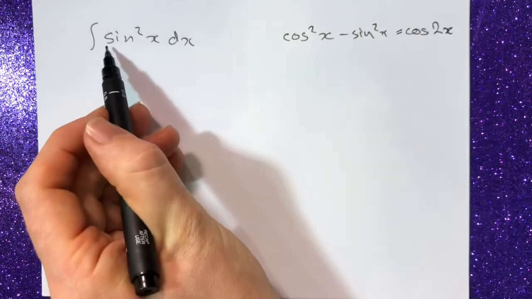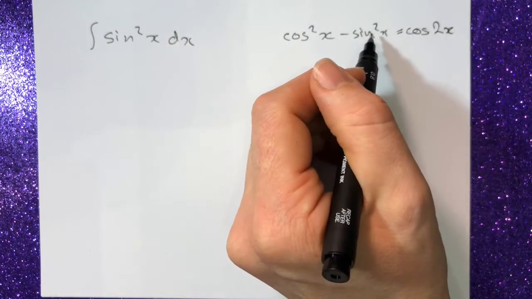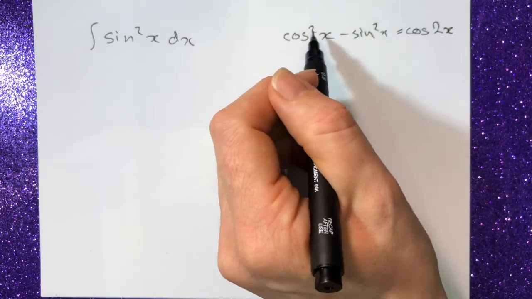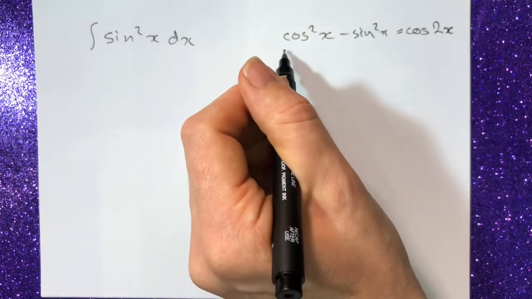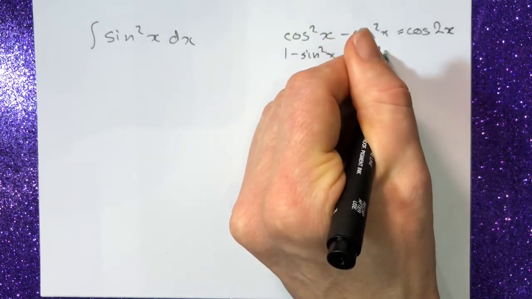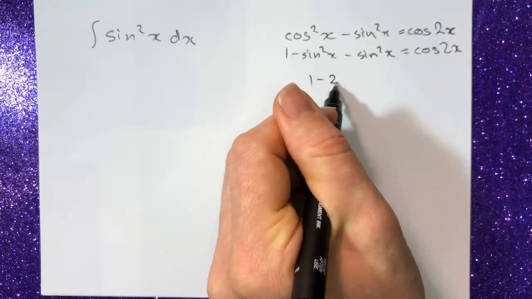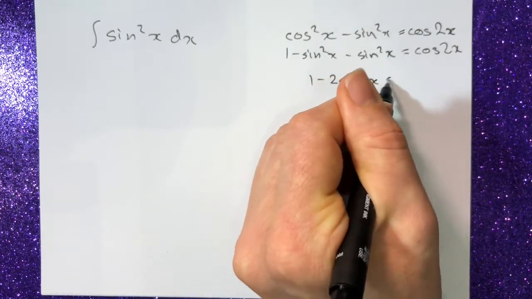Because this one's really handy for swapping out sine squared and cos squared. Because I've got a sine squared that I want to swap, I need to turn this into sine squared as well, so 1 minus 2 sine squared x equals cos 2x.